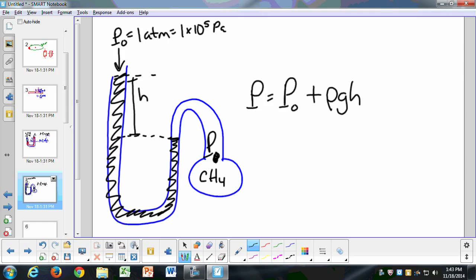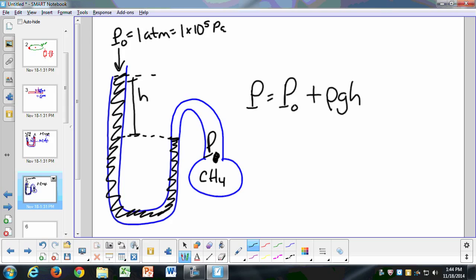Is that clear? It says right here that the pressure of methane is greater than 1 atmosphere. Yeah, it should be greater than 1 atmosphere. Because she said that this pressure here should be greater than 1 atmosphere, because my pressure over here is 1 atmosphere. In order to push this column up, this pressure has to be larger than this pressure. So P is larger than 1 atmosphere.